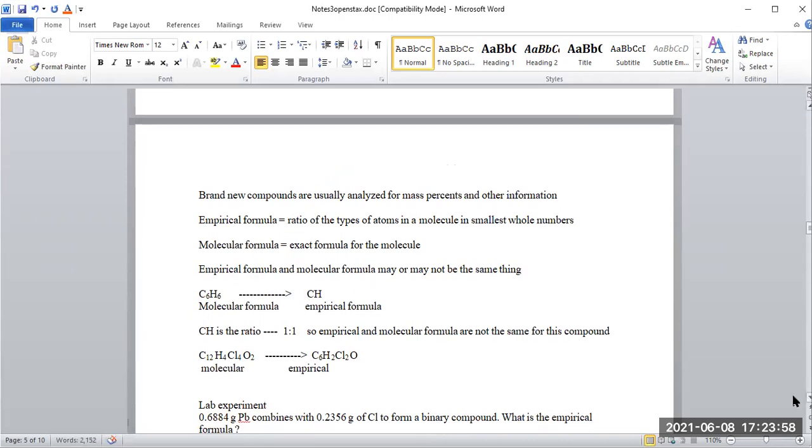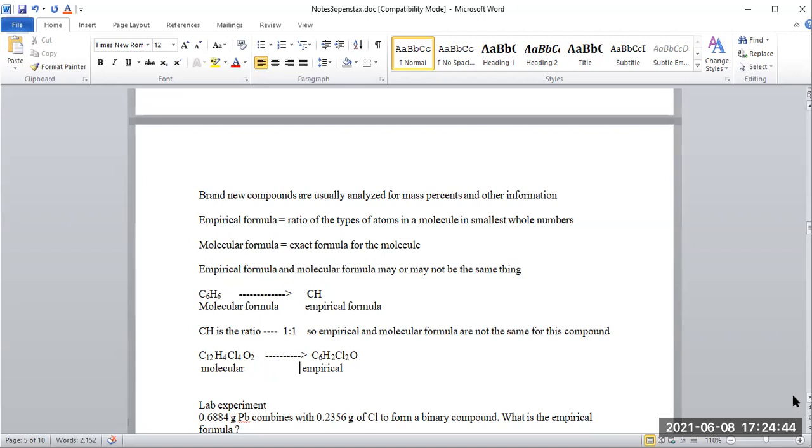How about something that has a few more elements involved? C12H4Cl4O2. One of the things that you kind of see there is that all of my subscripts are even numbers. So I could actually go back and divide them all by 2 and have a more stripped down ratio, the left one being the molecular one and my empirical one being C6H2Cl2O, 1 single O.